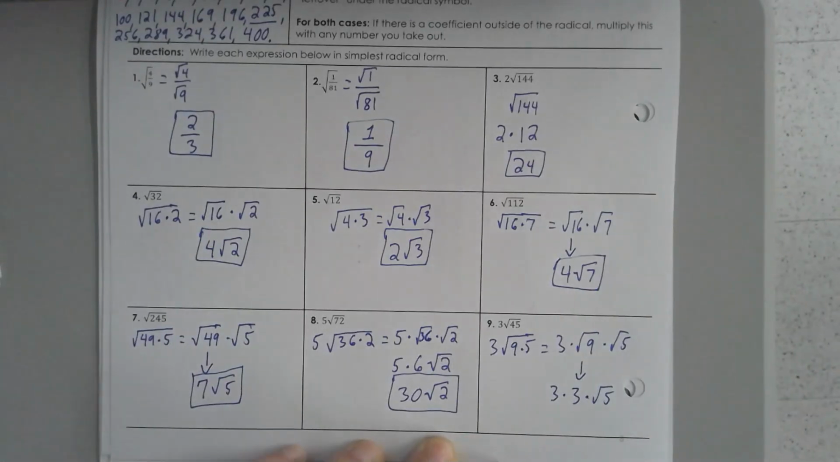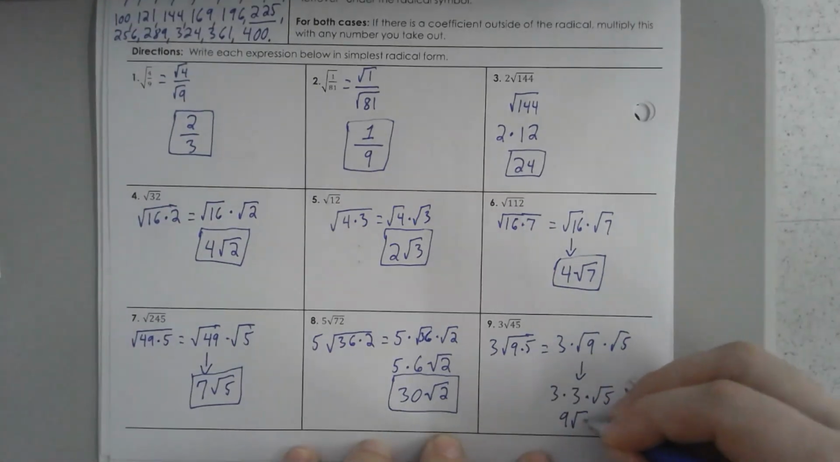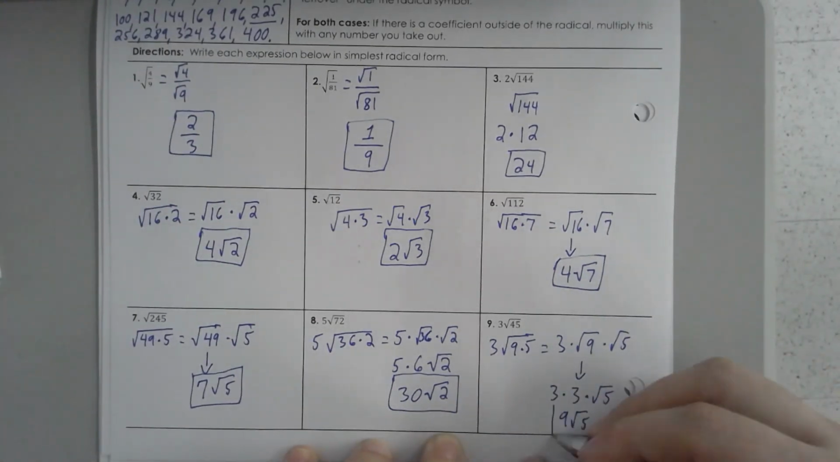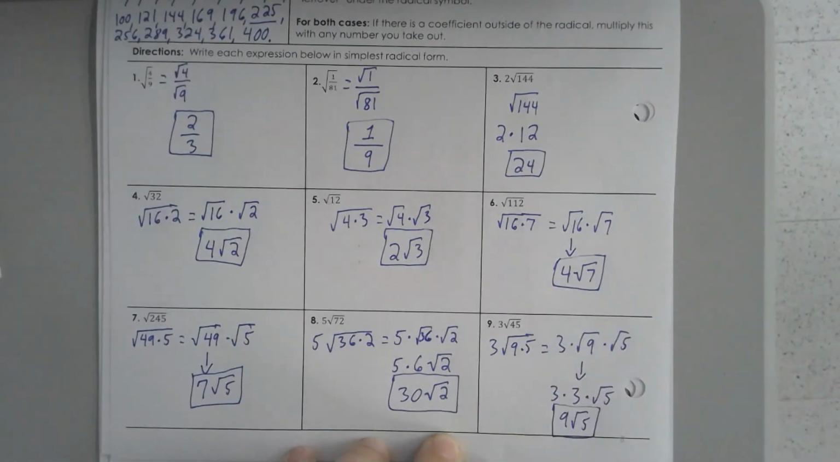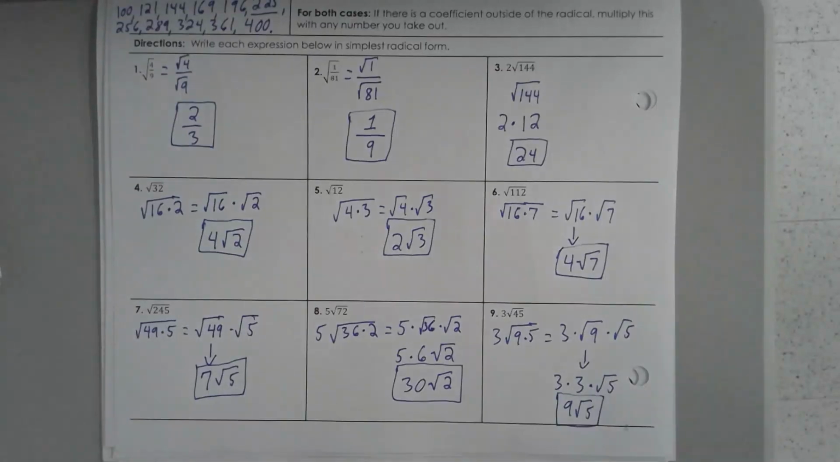I got 6 square root of 5. You know what? Okay, I was about to say, you did such a great job. I added them. 9 square root of 5. Perfect. Anybody get anything different on that one? Alright, you guys are just killing it today.